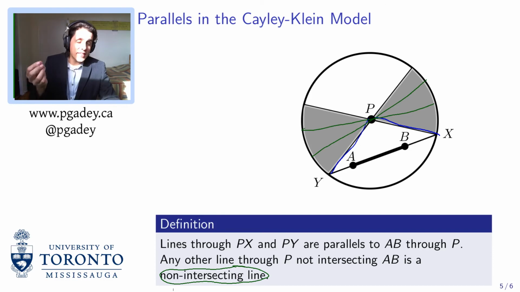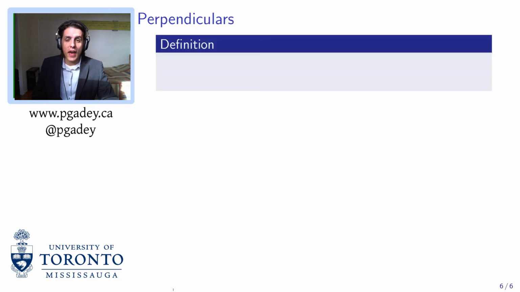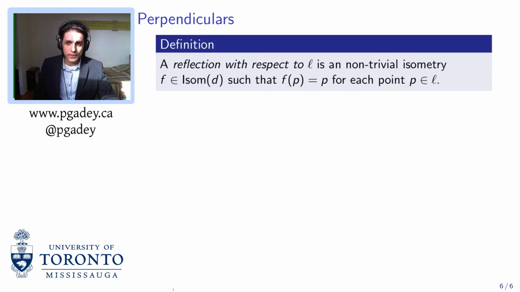Okay, so once again, this is very different than the notion of parallels in the Euclidean plane, which says that there's something rich and special going on in the hyperbolic plane. Again, this is evidence that the hyperbolic plane does not satisfy Euclid's fifth postulate. Now let's move on to the notion of perpendiculars.